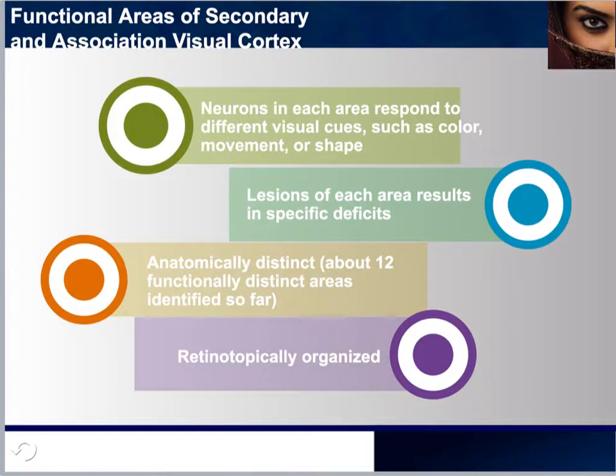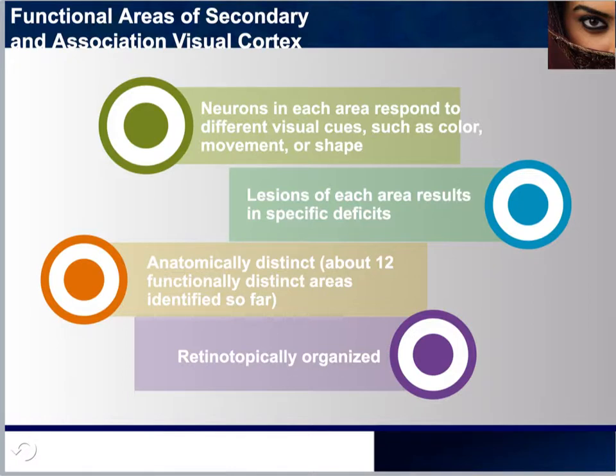In fact, we find that the most thoroughly mapped species for visual cortex are the macaque monkeys. There are more than 30 different functional areas of the visual cortex, in addition to the primary visual cortex, 24 areas of the secondary visual cortex, and 7 areas of association visual cortex that have been identified so far.